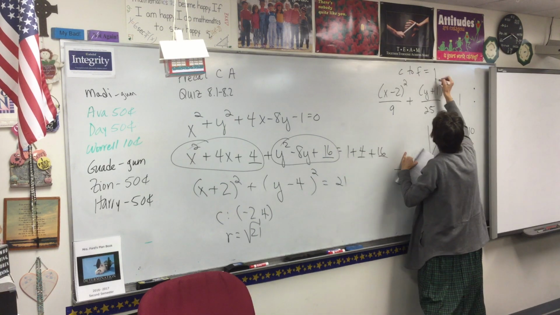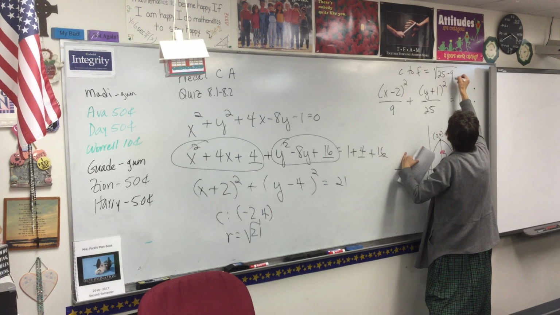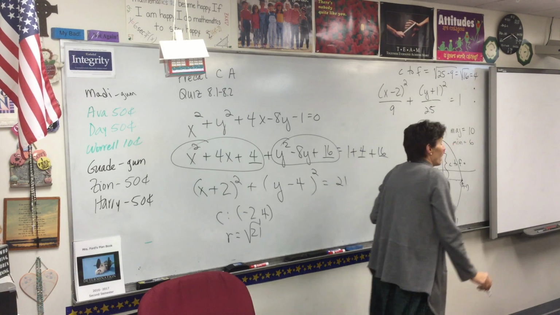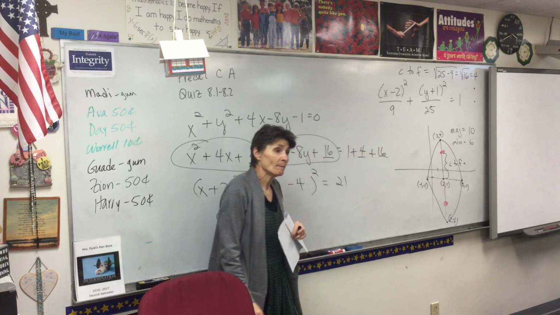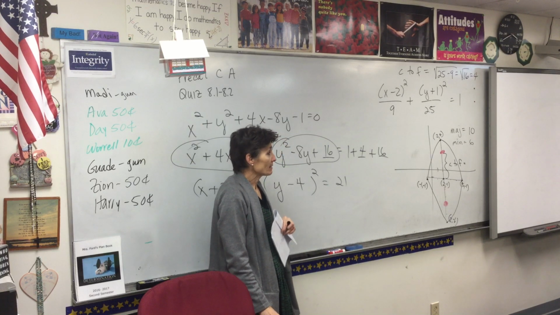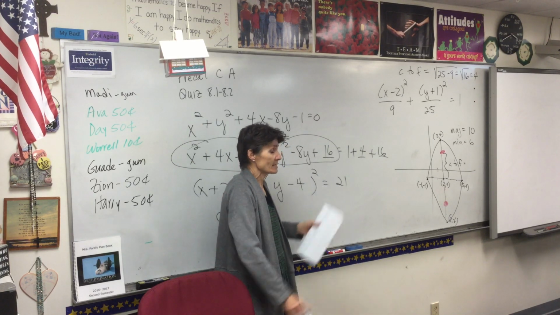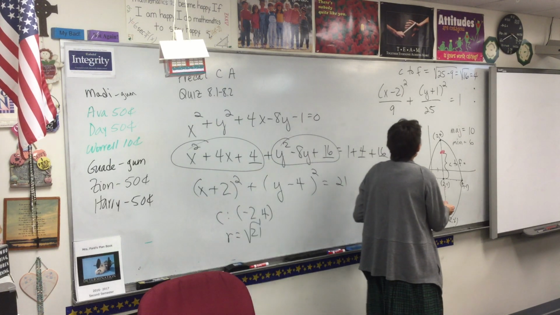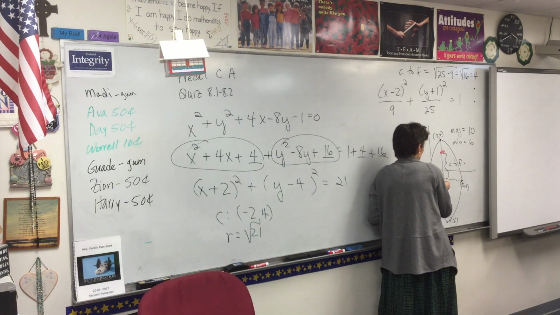Close. It's 25 minus 9. And then I square root that. So you were in the right ballpark. I subtract my denominators and take the square root. So this one worked out nicely. It's 4. Is it always y minus x? No, it's big minus little.